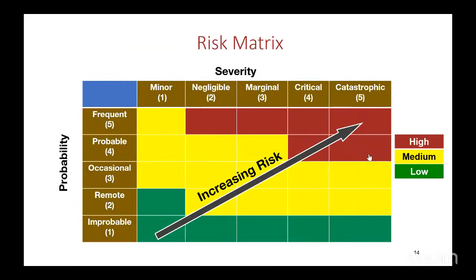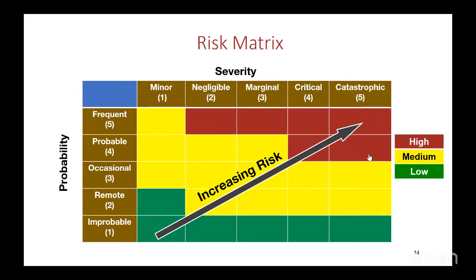Now, this is the way to do a risk matrix. In a risk matrix, we have probability and severity. If something happens, the ones you see in red are known as high risk. The one in yellow is known as medium risk, and the one in green is known as low risk.